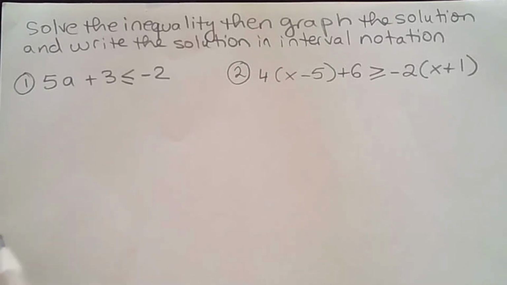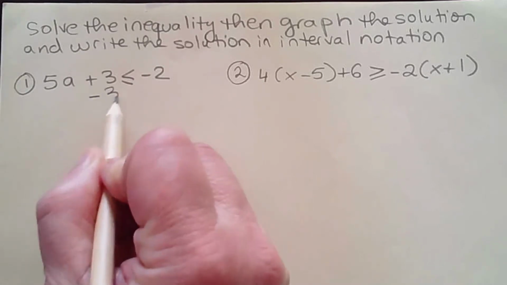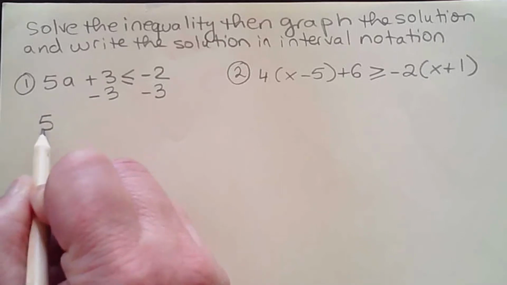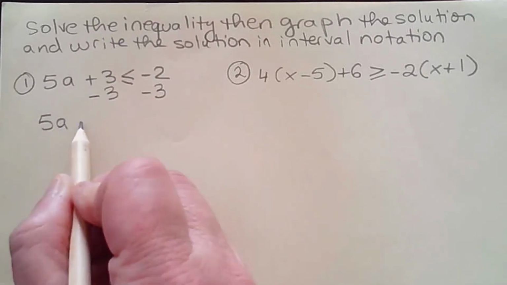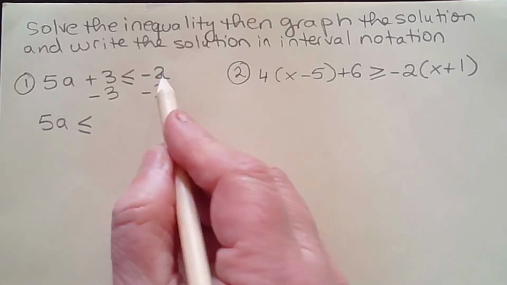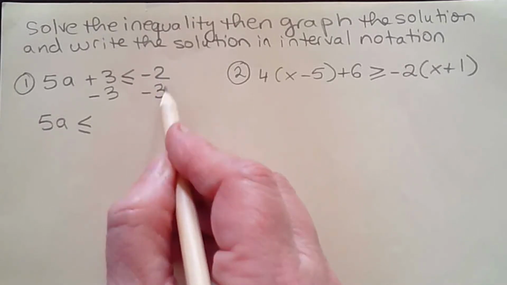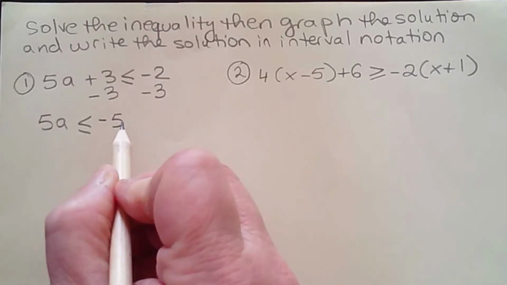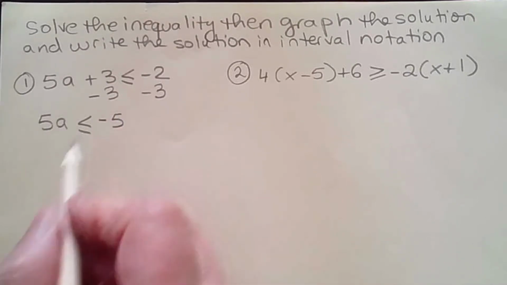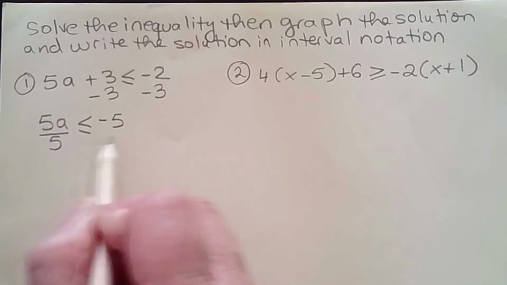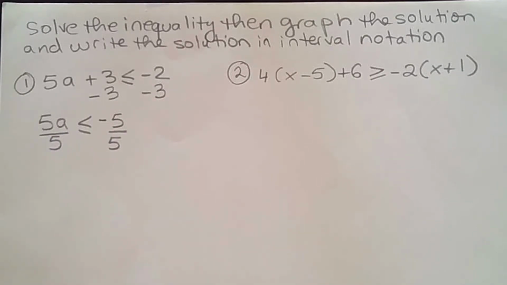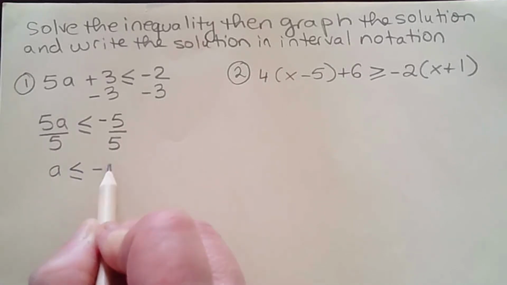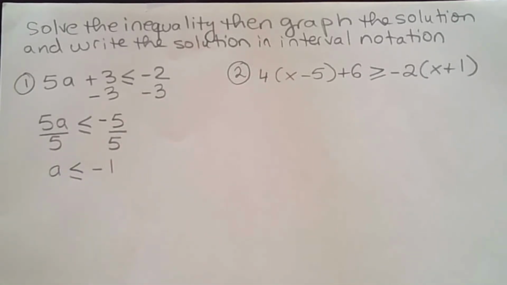So first thing to do is we need to subtract 3 on both sides of the inequality. So we get 5a, this cancels, less than or equal to -2 minus 3. You're adding these two numbers, you're going to get -5. And then we have to divide by 5 on both sides. And then we get a less than or equal to -1. We just solved for the inequality.